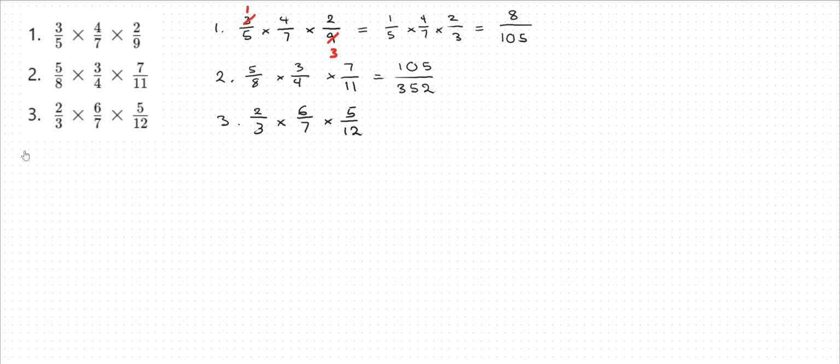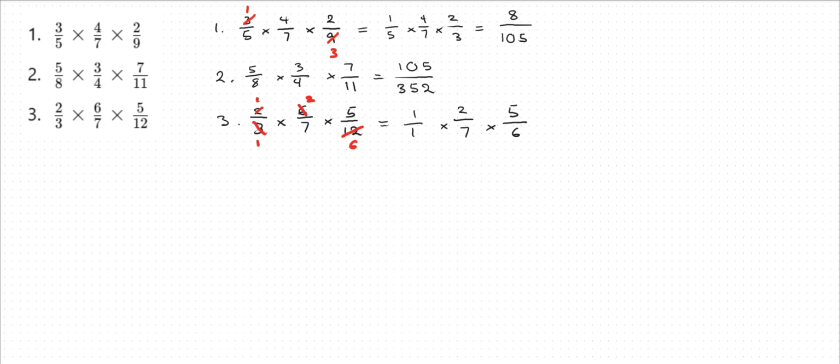Now, let's have a look and see if we can find any common factors. There's a few here, but let's start off with 3 and 6. So we know that 3 goes into 6 twice and goes into itself once. We also can see that we have a 12 and a 2. So we can simplify this by saying that 2 divided by 2 is 1, and 12 divided by 2 is just 6. So we've simplified this down to be 1 over 1 multiplied by 2 over 7 multiplied by 5 over 6.